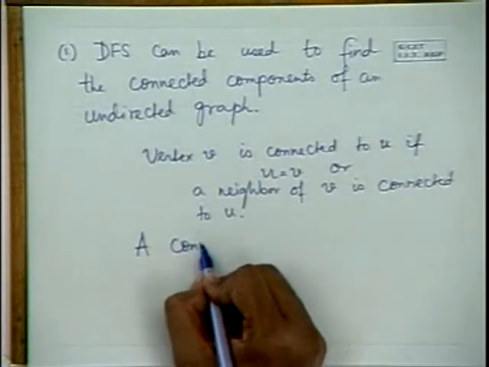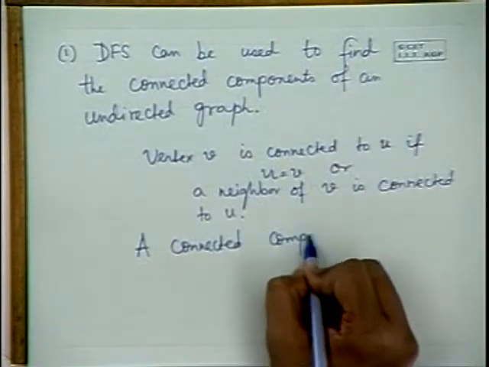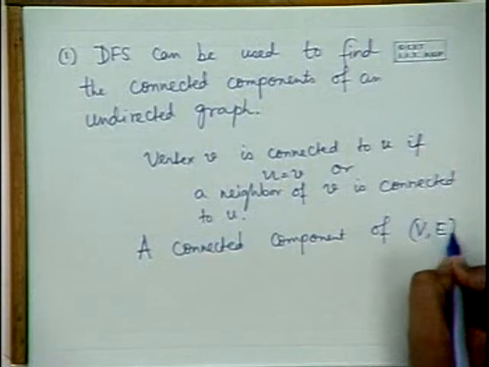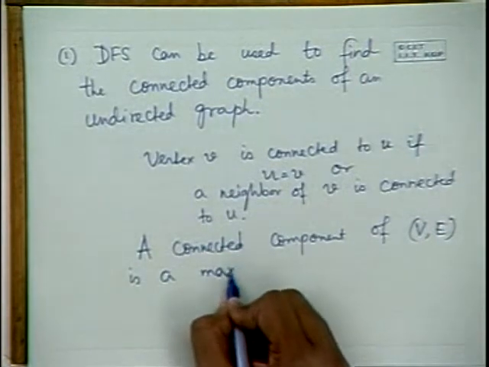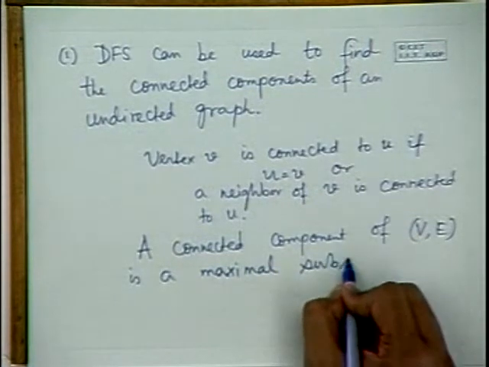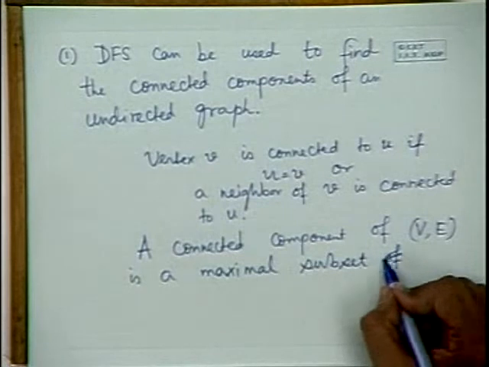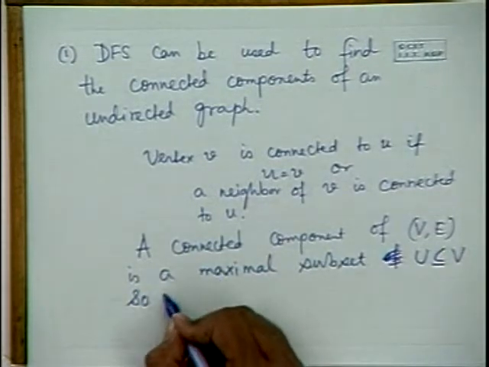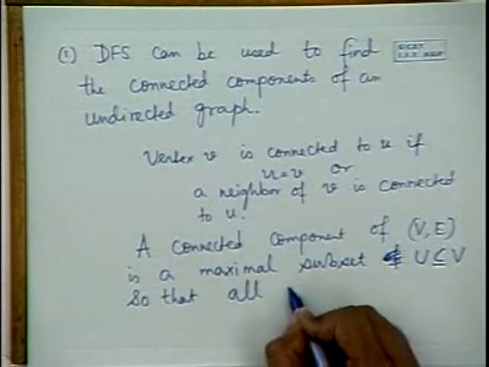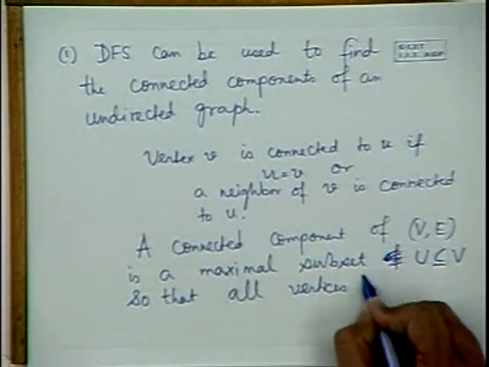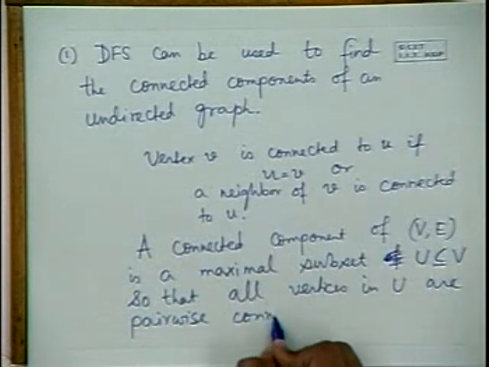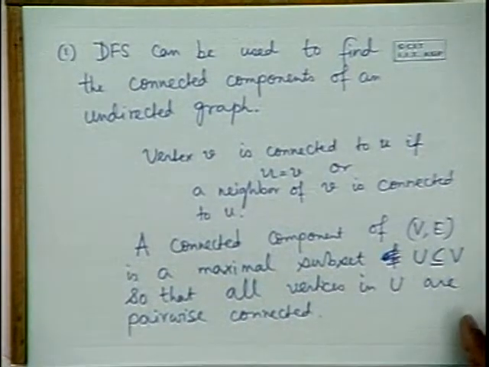And what is a connected component? A connected component of a graph G = (V, E) is a maximal subset U, which is a subset of V, a maximum subset of vertices, so that all vertices in U are pairwise connected. So this is a very precise definition of what is a connected component.